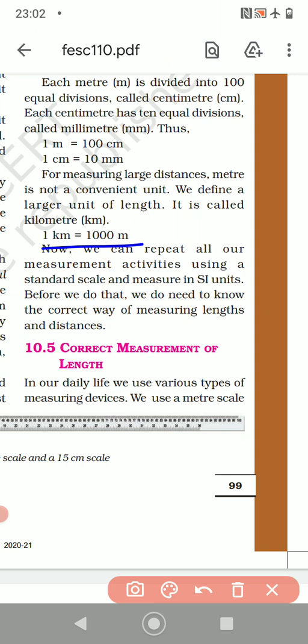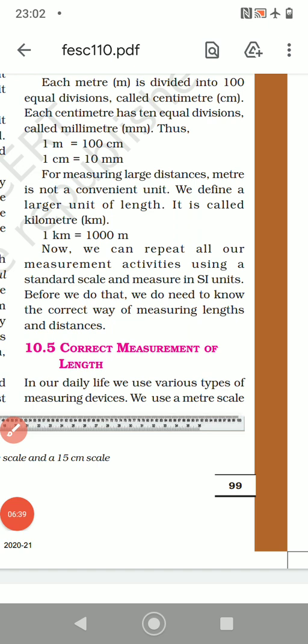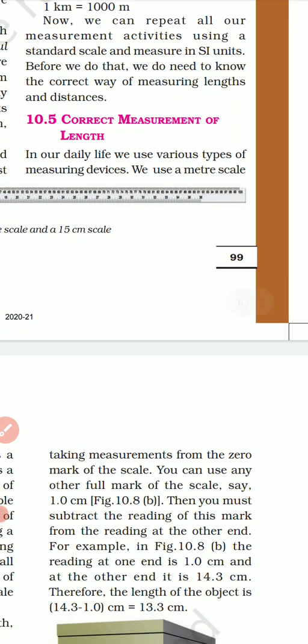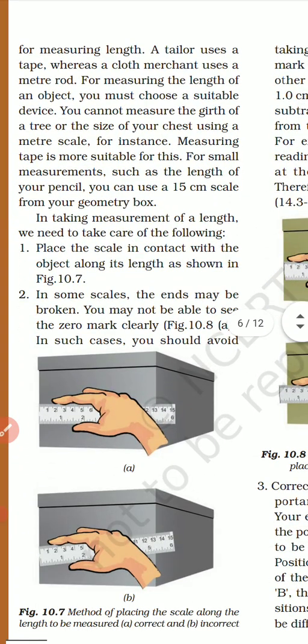Before we do that, we need to know the correct ways of measuring lengths and distances. Okay, children? So, now the correct measurement of length. In our daily life, we use various types of measuring devices. We use a metric scale for measuring length. A tailor uses a tape, whereas a cloth merchant uses a meter rod.